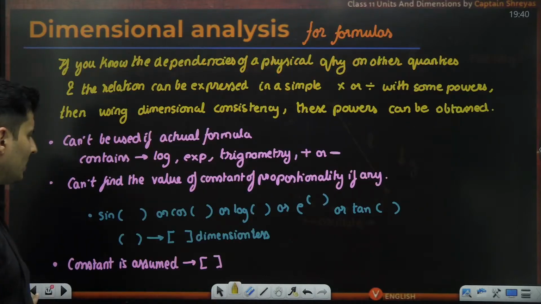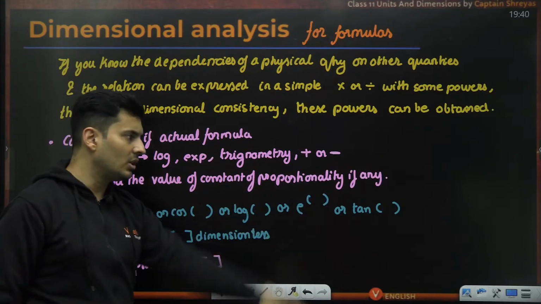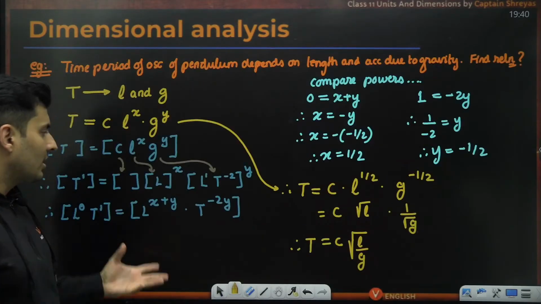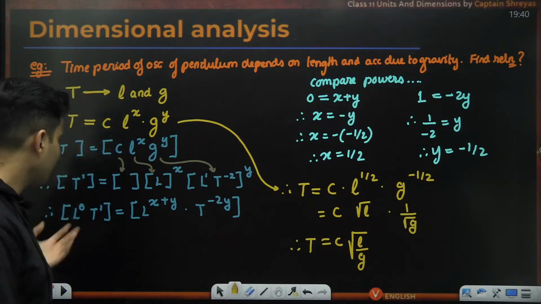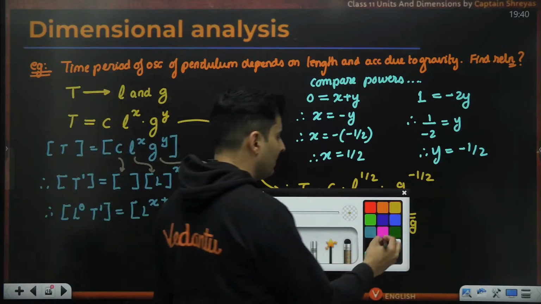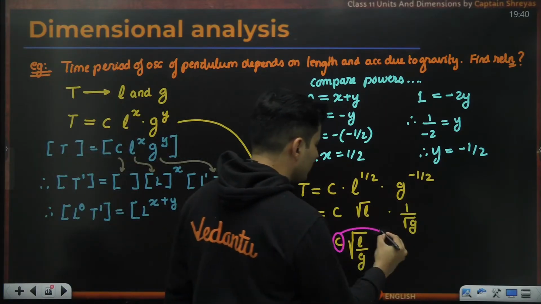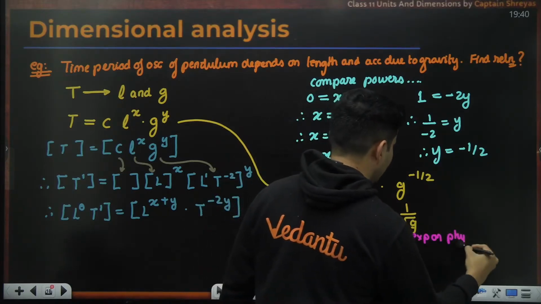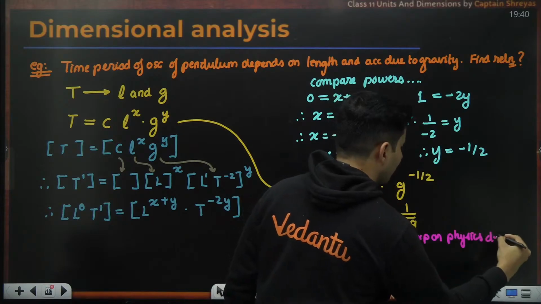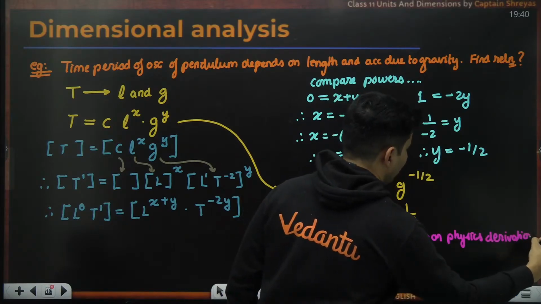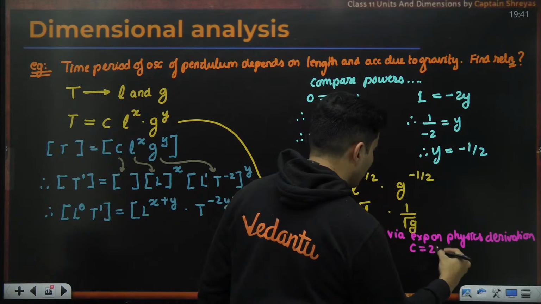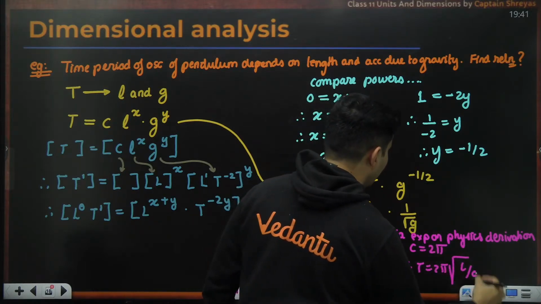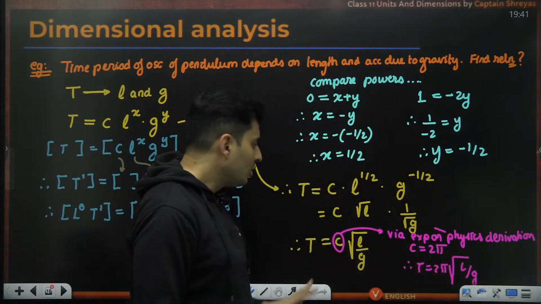Can we ever figure out the constant? The answer is no. You can't find the value of the constant of proportionality, if any, by this method. I am saying by this method. But if you use actual physics and experiments, this is very, very important. So this constant you can find only via experiments or via physics derivation. That constant comes out to be 2 pi. Therefore, that formula comes out to be 2 pi root of L by G. But you don't have to find this out. You will see the options.